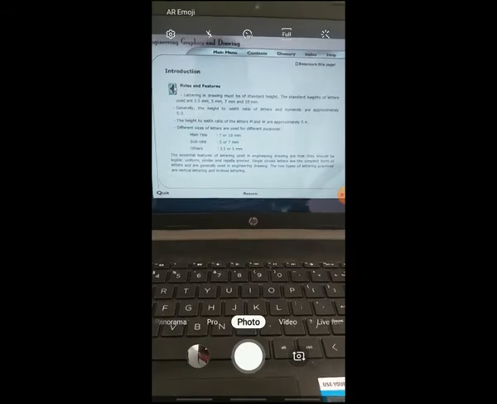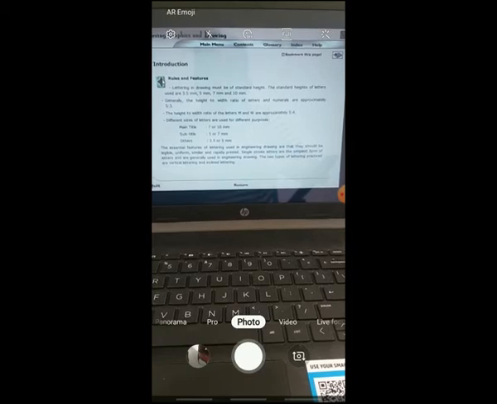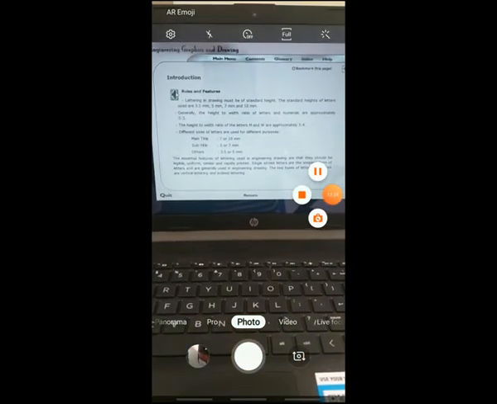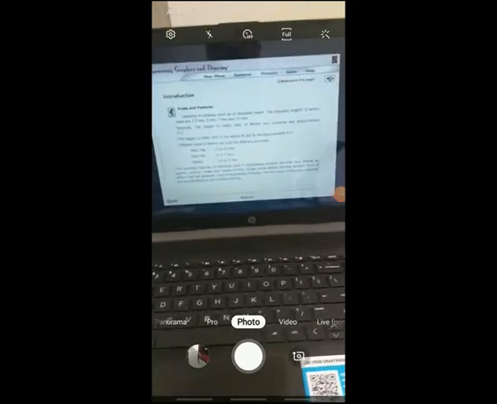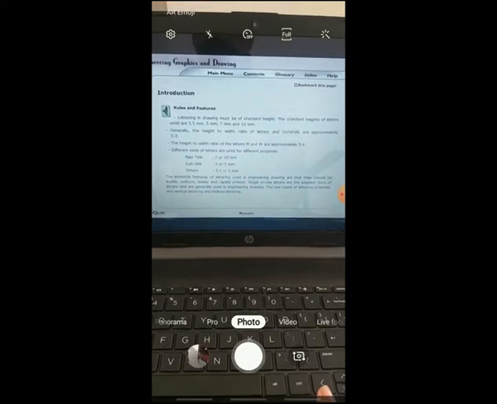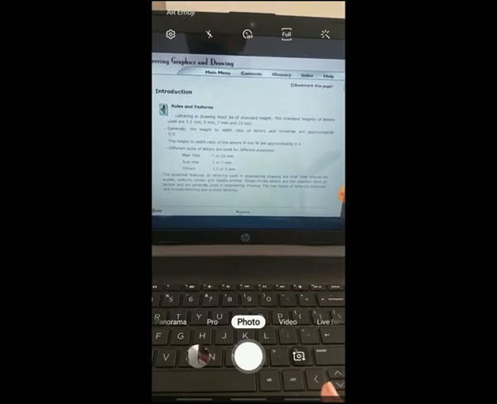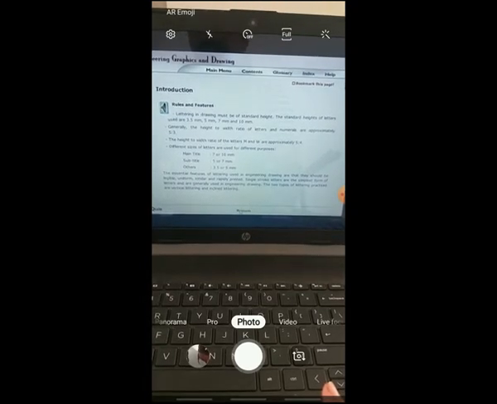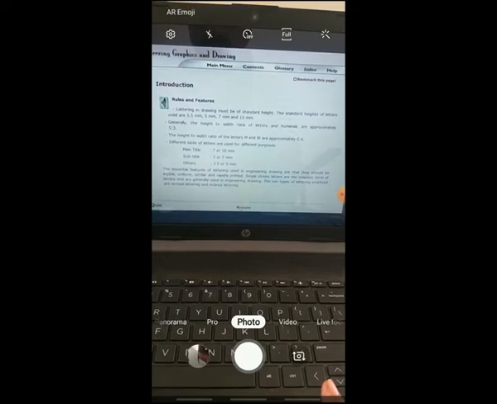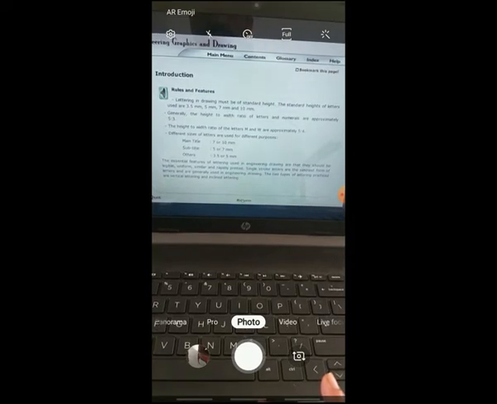Rules and features. Lettering in a drawing must be of standard height. The standard heights of letters used are 3.5 mm, 5 mm, 7 mm and 10 mm. Generally, the height to width ratio of letters and numerals is approximately 5:3. The height to width ratio of the letters M and W is approximately 5:4. Different sizes of letters are used for different purposes. Main title 7 or 10 mm, subtitle 5 or 7 mm, others 3.5 or 5 mm.